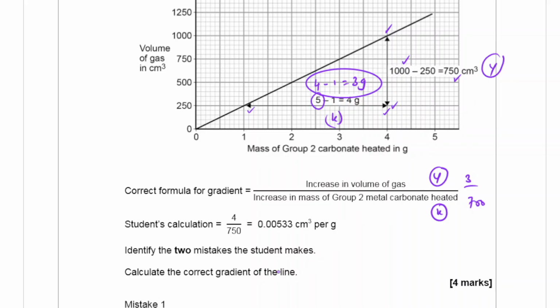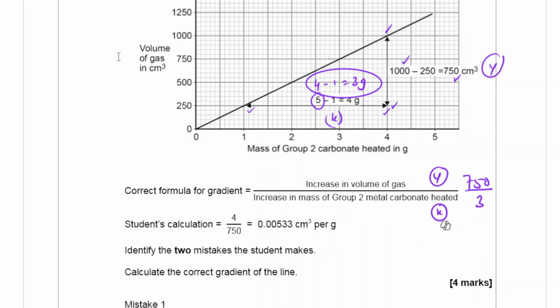Identify the 2 mistakes the student made. We've spotted 1 error. What's the second error? Well, the second error is what I've actually made the second error. So it's not 3 over 750. The y value is 750 divided by 3. That should be the correct one.